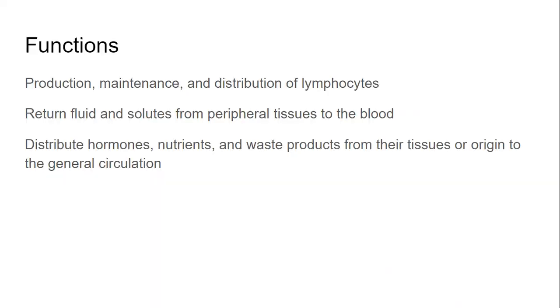Again, those are all our structures, and I kind of hit on the functions as we were going. So ultimately, the functions of the lymphatic system are to produce, maintain, and distribute lymphocytes, B cells, and T cells. And we're going to serve into this whole immune system, like we're going to get into all of our other leukocytes too, our white blood cells. Now, all that fluid and solutes from other tissues, we're going to return all that to the blood. And as a result of that, from those other tissues, we're also going to be able to distribute hormones, nutrients, and waste products back to general circulation.